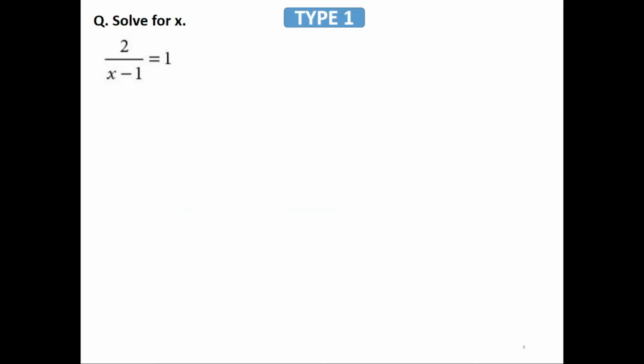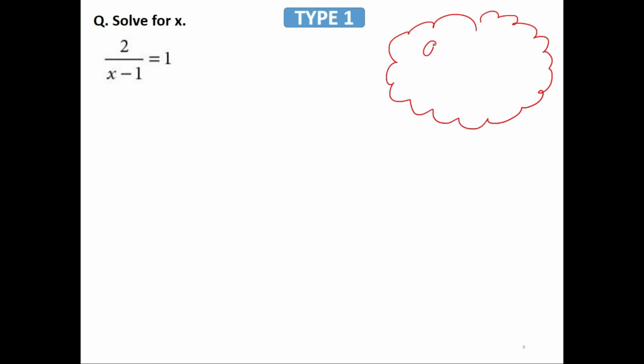The question is solve for x, and I have put each of the questions as type 1, type 2, type 3 up to type 5 so that you can distinguish the techniques or the approach that you have to take for each of the questions. So just be careful with that and take note of it. Let's start with the first one.